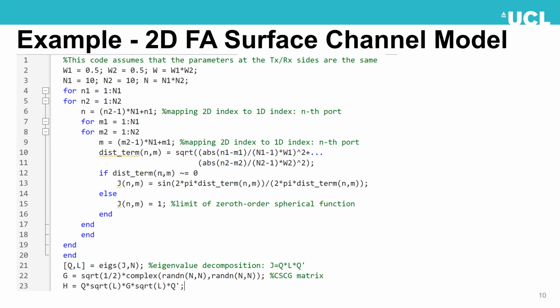So if the distance is non-zero, we can compute the NM entry of J using the zero-order spherical Bessel function, or the sinc function. But when the distance is zero, the sinc function can be undefined. So in this case, we can actually use the limit to compute the NM entry of J, right? And then the code below is similar to the generalized channel model, except that now we need to consider the spatial correlation at the receiver side and the spatial correlation at the transmitter side. And furthermore, G is a matrix here. Okay.